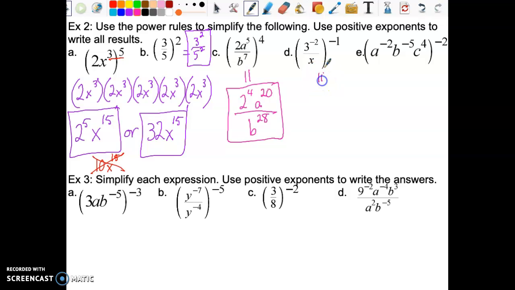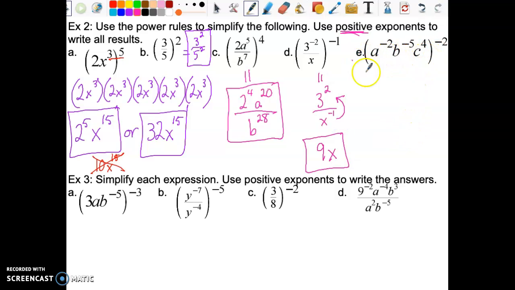Letter D here, I would just rewrite this as 3 squared over x to the negative first, but this is not acceptable. We have a negative exponent. So how do we fix negative exponents? It goes into the numerator. And again, you can leave it as 3 squared x, or you can rewrite it as 9x, because 3 squared is 9.